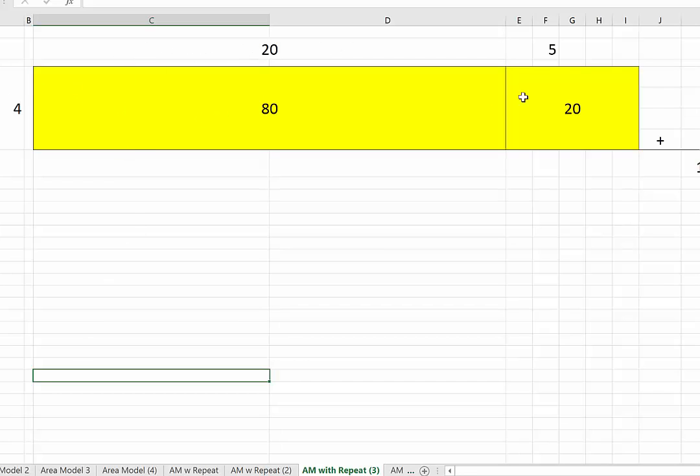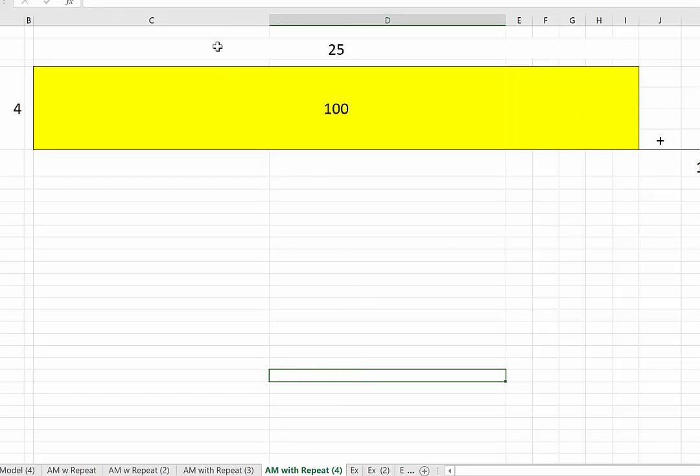20 times 4 is 80, and 5 times 4 is 20. And you can probably predict what the next one is going to be, which is the entire length, which is now 25. 25 times 4 is 100. So why is this all important? Well, it does give us a good physical replication, or a picture replication, of what multiplication is in terms of area.